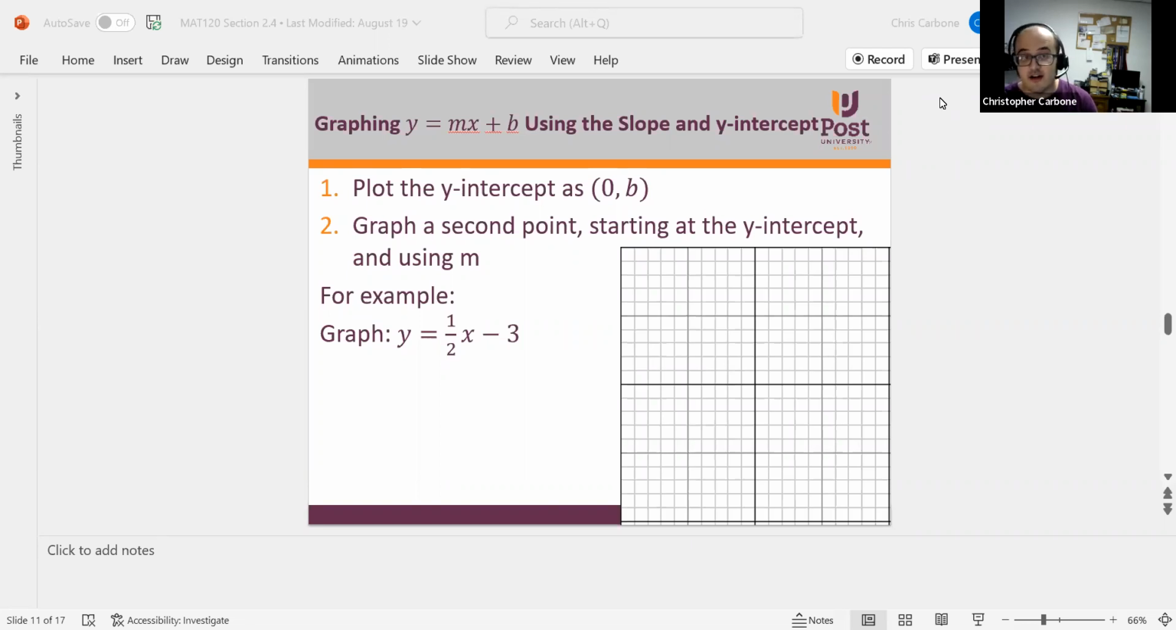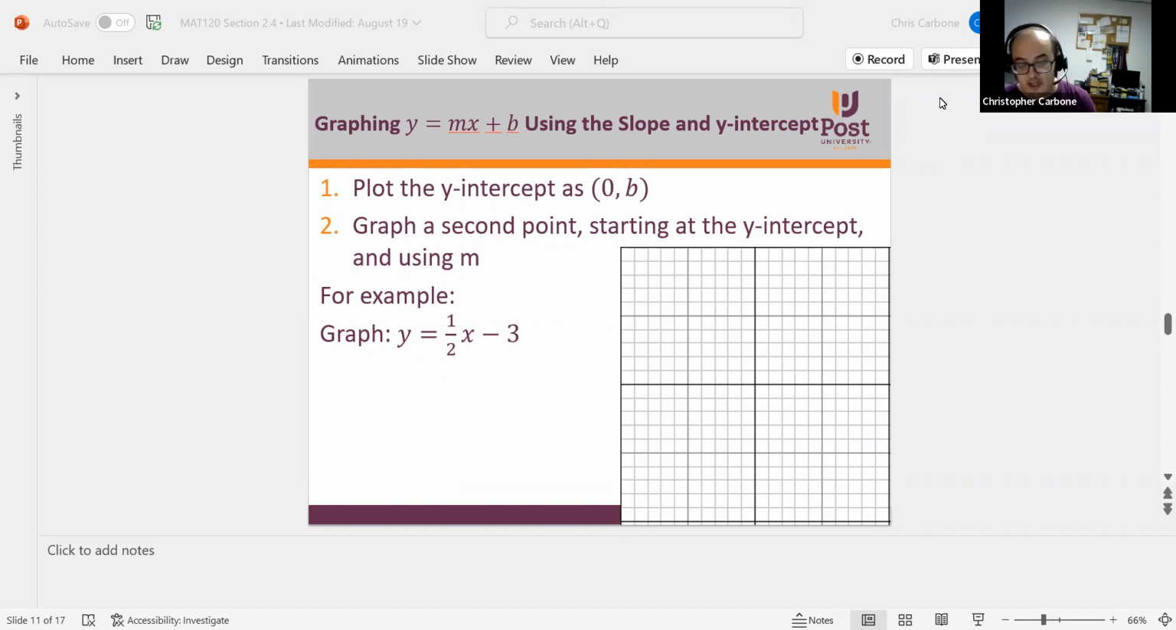To continue with the slope-intercept form that we were just doing, we have graphing that slope and y-intercept in that y is equal to mx plus b format. The procedure would be to plot the y-intercept as 0, b. We need a second point starting at the y-intercept and using m.